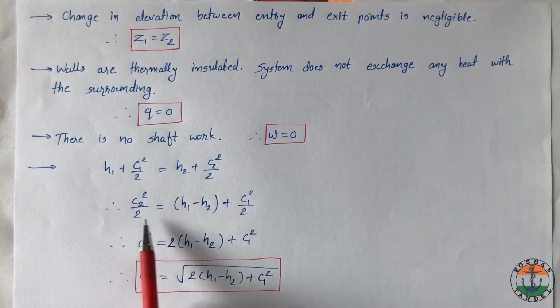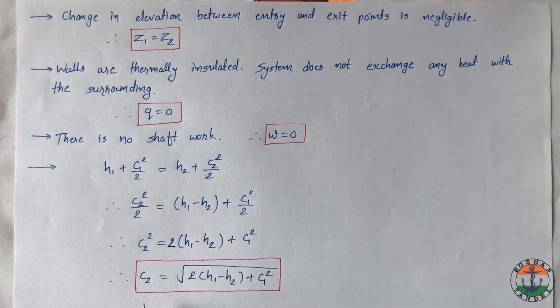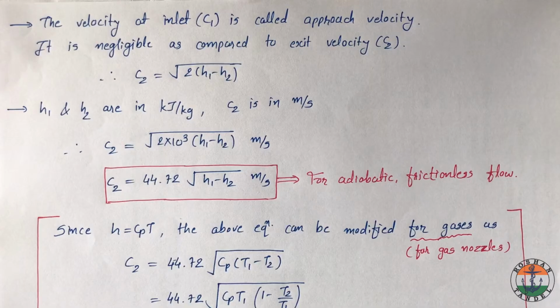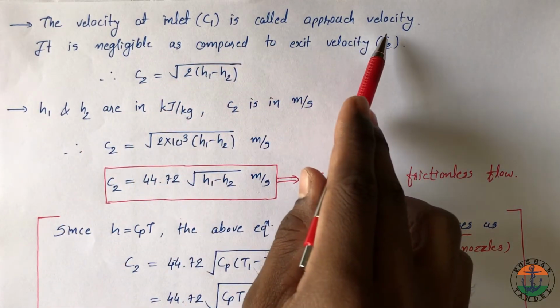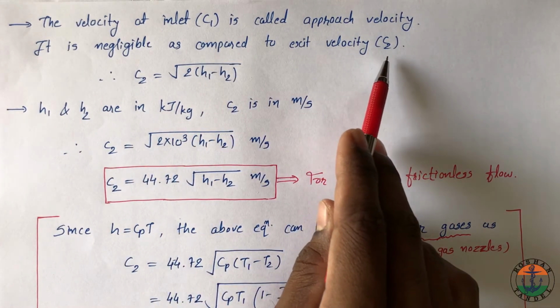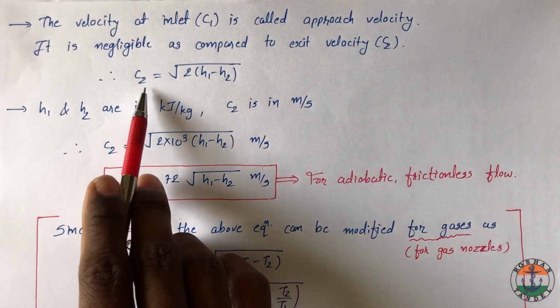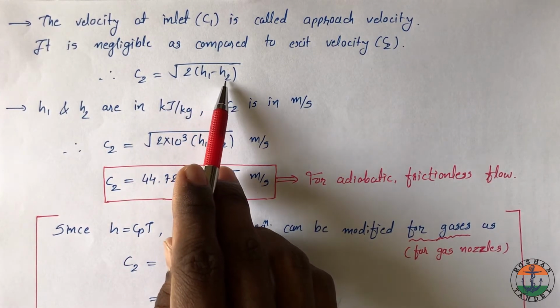Therefore, C2 square by 2 is equal to H1 minus H2 plus C1 square by 2. If you find C2, then you will get square root of 2 into H1 minus H2 plus C1 square. Here, the velocity at inlet C1 is called approach velocity, which is negligible as compared to exit velocity C2. So, final equation we will get C2 is equal to square root of 2 into H1 minus H2.